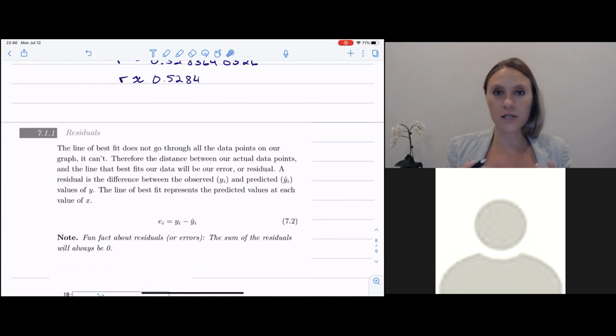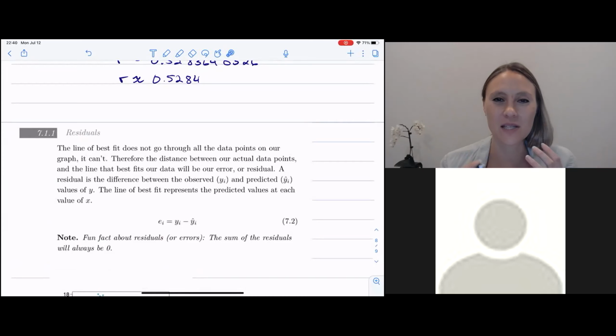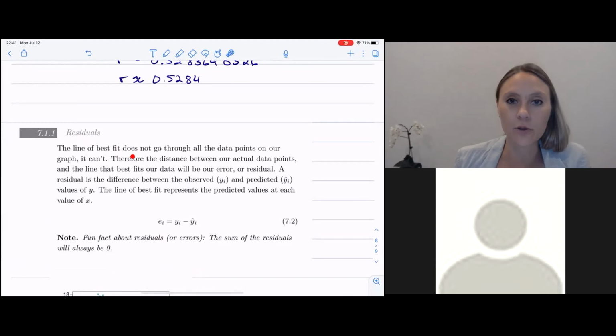So we've talked about, okay, so we will find the line of best fit. So there will be some straight line, okay? And from that line, all the distances from each of the points, which we'll call our actual values, to the line, those are the residuals. So the line of best fit, it doesn't go through all the data points, right? And that's okay. So the distance between our actual data points and the line that best fits our data will be our error or residual.